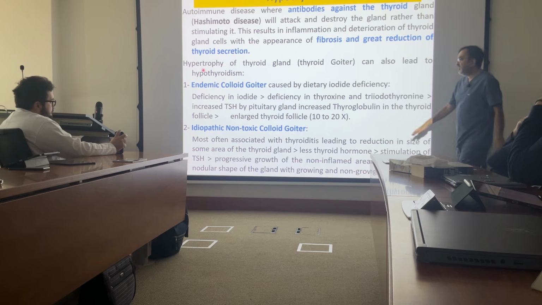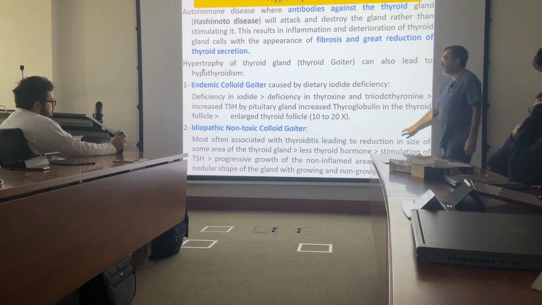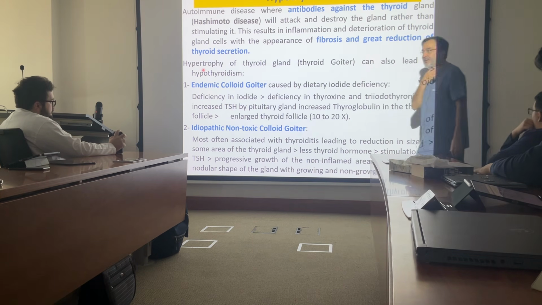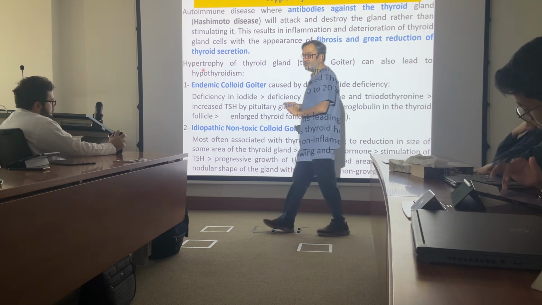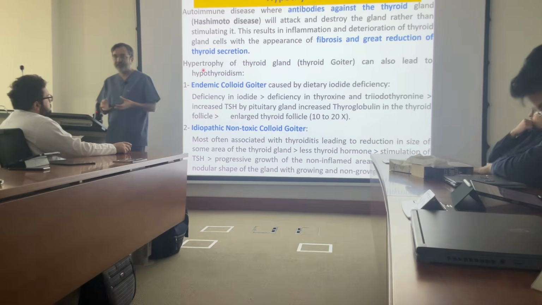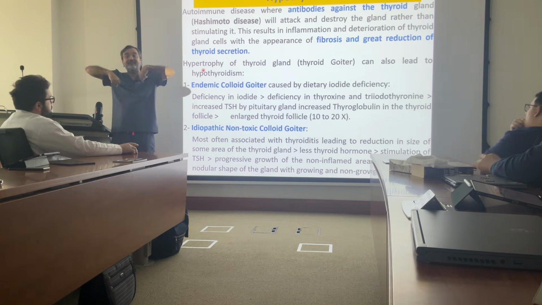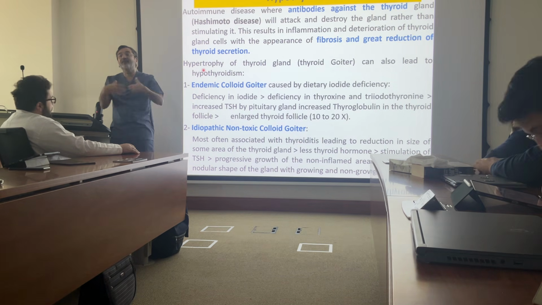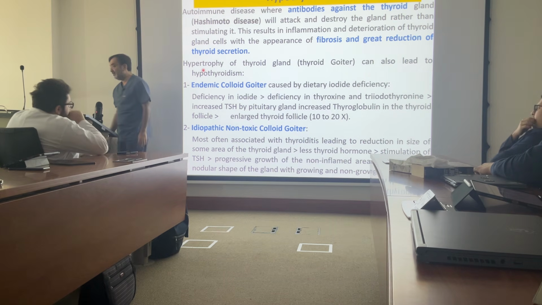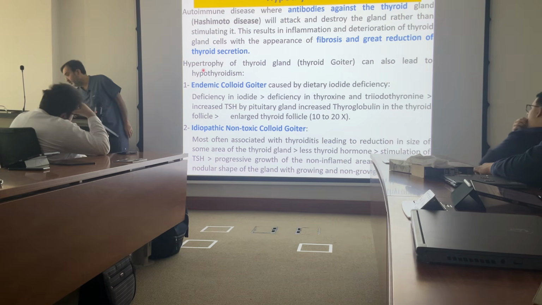You can have an idiopathic non-toxic colloid goiter, most often associated with thyroiditis. That means there is an inflammation of the thyroid gland which resulted in destruction of the thyroid gland. So you are not able to produce thyroid hormones, but you have TSH coming in, which is pushing the growth of the thyroid gland, and that is basically idiopathic non-toxic colloid goiter.